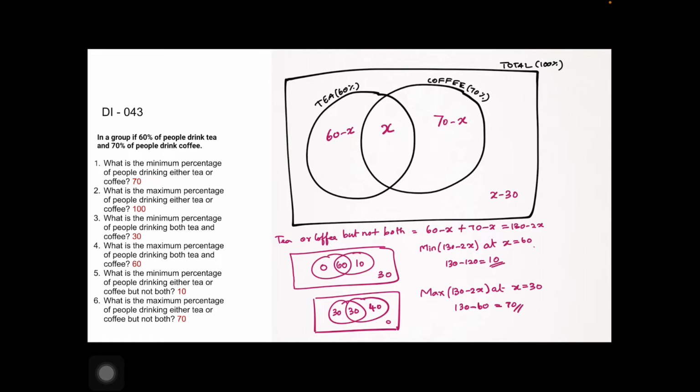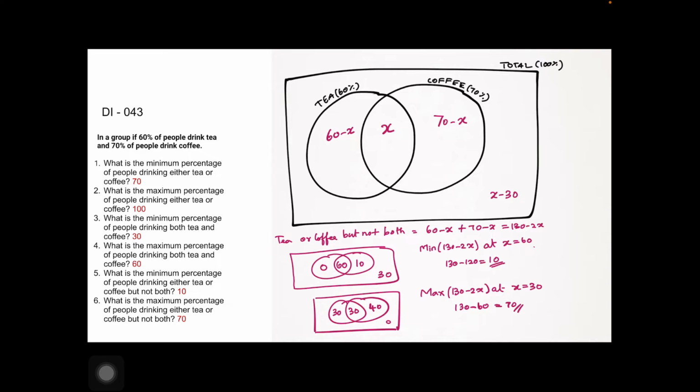People who are belonging to only tea region is 60 minus x. People who are belonging to only coffee region is 70 minus x. So these are the people that we are looking at. So the total is 130 minus 2x. What is the minimum value of this particular region, or what is the maximum value of this particular region? Minimum value for 130 minus 2x will occur when x is as maximum as possible, and we know the maximum value of x is 60. So if I substitute x is equal to 60 in this expression 130 minus 2x, I'll get 130 minus 2 into 60, which is 130 minus 120, which is 10. So the minimum most value for this exactly one region would be 10.